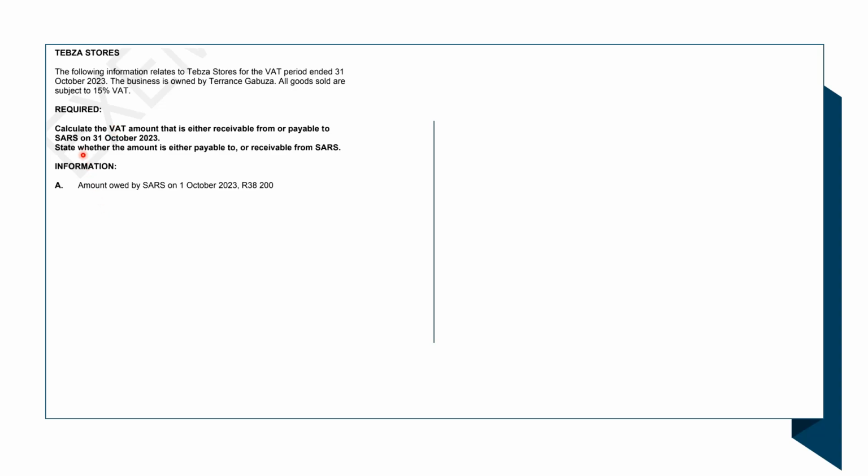So required: calculate the VAT amount that is either receivable from or payable to SARS on 31 October 2023. This is what I was talking about. Now we're going to calculate how much money we need to pay to SARS or how much money SARS owes us. State whether the amount is payable or receivable from SARS. This is very important. Many learners forget to show, after they are done calculating, that this amount is payable or receivable from SARS. Information: the amount owed by SARS on 1 October 2023 is 38,200. This is our opening balance.